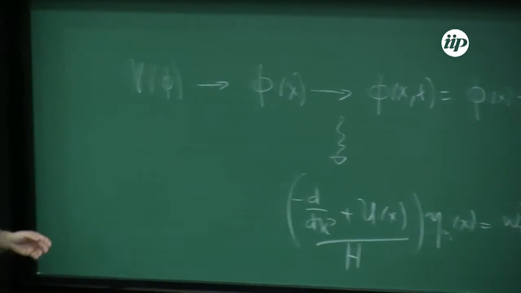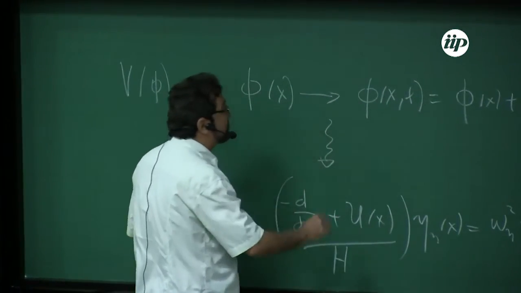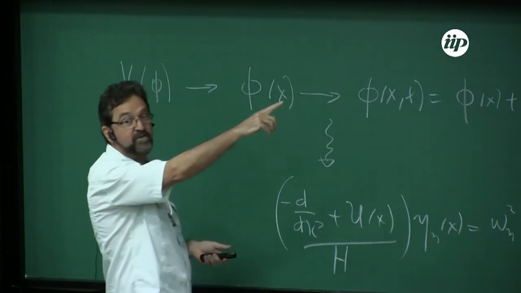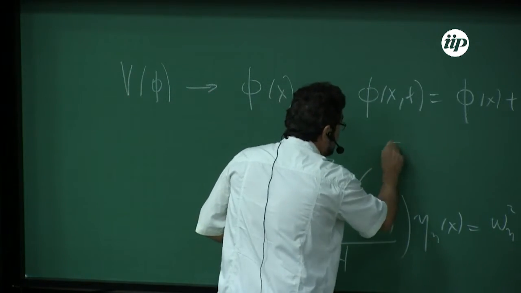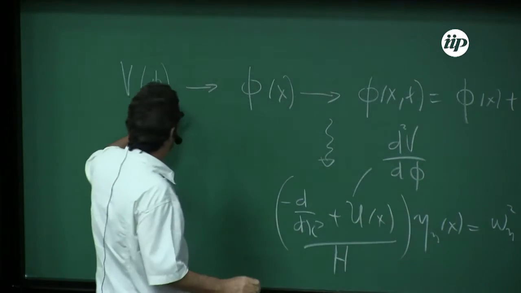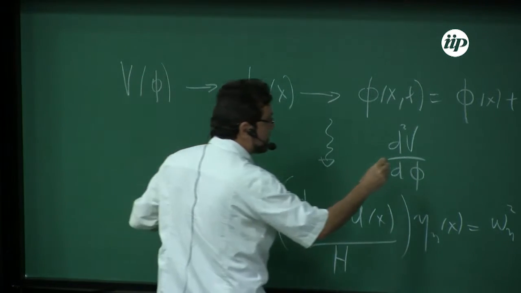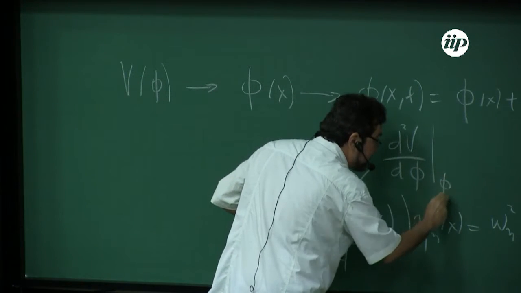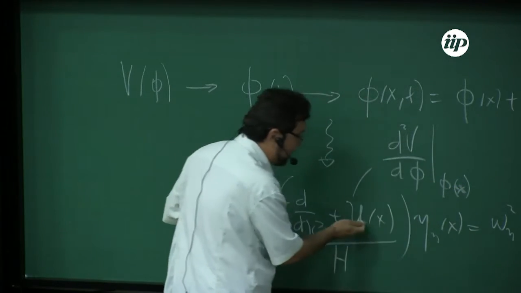And this potential, since the equation of motion depends on the derivative of the potential, and I go to first order, this potential here is the second derivative of the potential that you put in your field theory, calculated at the static solution. So this is my U of x.